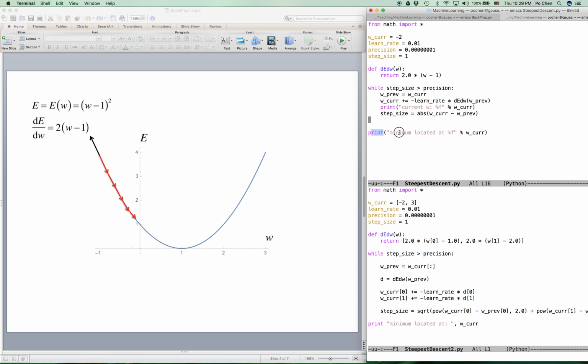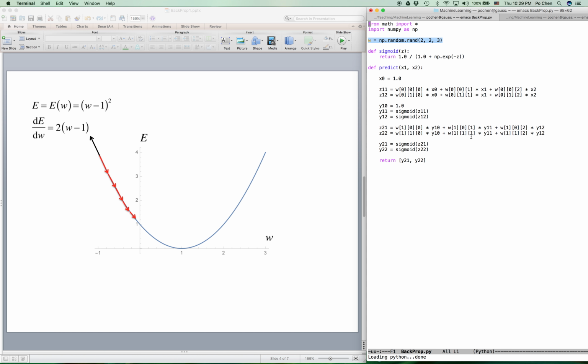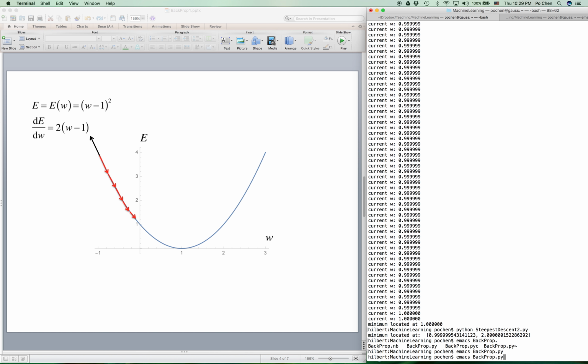And then after the loop, we will just print out the minimum value that we have found. And now let's run this code. Let's give it a run and see what's going to happen.